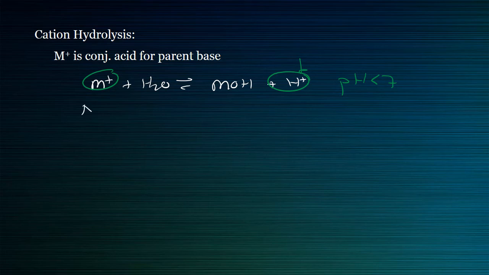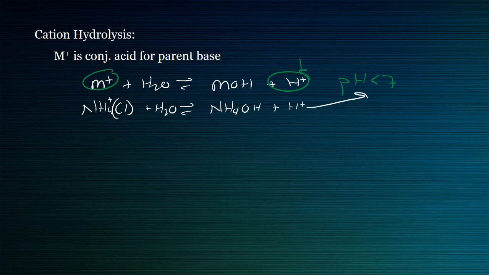So a real example of this is NH4Cl. So this salt, which is made from NH3 and HCl, when that dissociates, right, we get NH4+. And that NH4+ is going to react with water to form NH4OH and H+. Therefore, having a cation hydrolysis, creating a cation as a product, which is your hydrogen ion, which is decreasing your pH below 7.